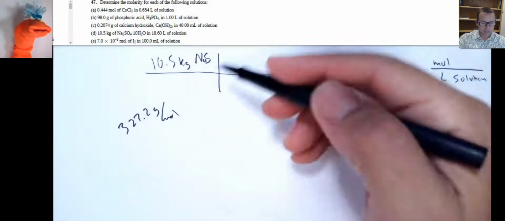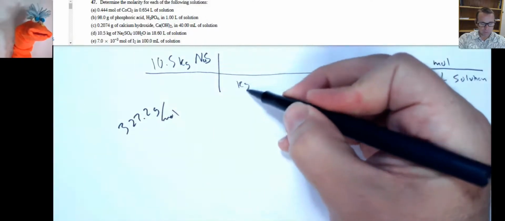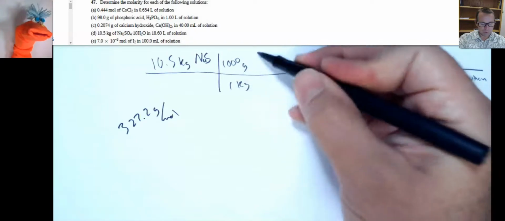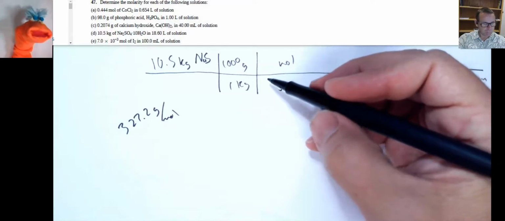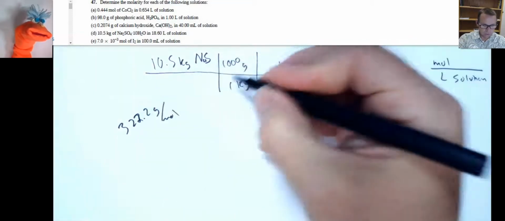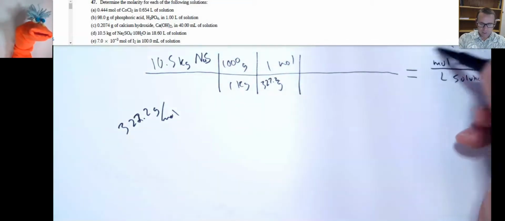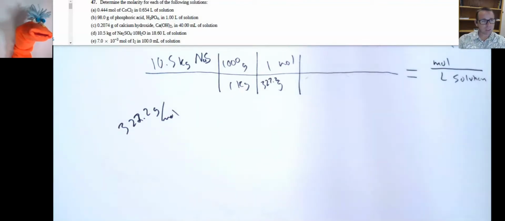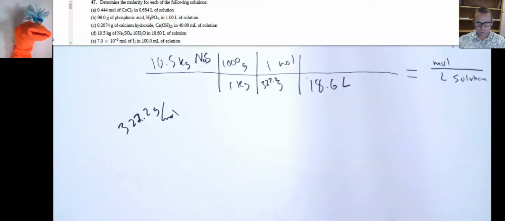Important to remember. But this is in kilograms, so I need to get it into grams because I can convert grams to moles. So I go from kilograms to grams, 1,000 grams for every kilogram. And then I go from grams to mole. 322.2 grams for every mole. And there we go. Now I got moles on top. Now I just need liters on the bottom. How many liters did it say? 18.6 liters of solution.